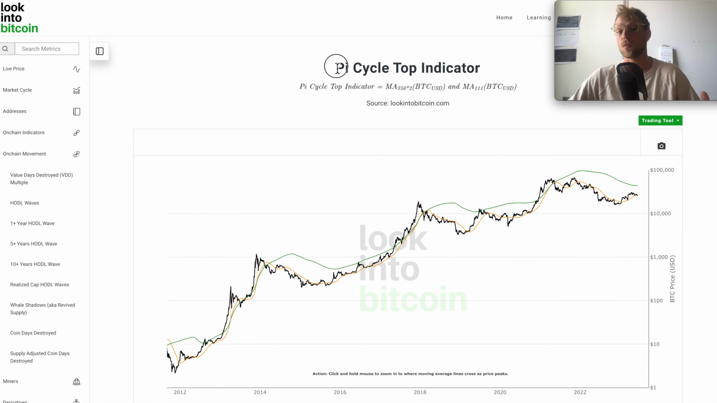And why is it called pi? Well, if you divide 350 by 111, you almost get the number pi, but it's still quite off, so I don't really understand why they call it pi. I think it's also kind of marketing, to call it pi so it looks more like it's based on math, while it's actually just two simple moving averages, and when they cross, they signal a top. And it's actually pretty explainable what's happening right here.